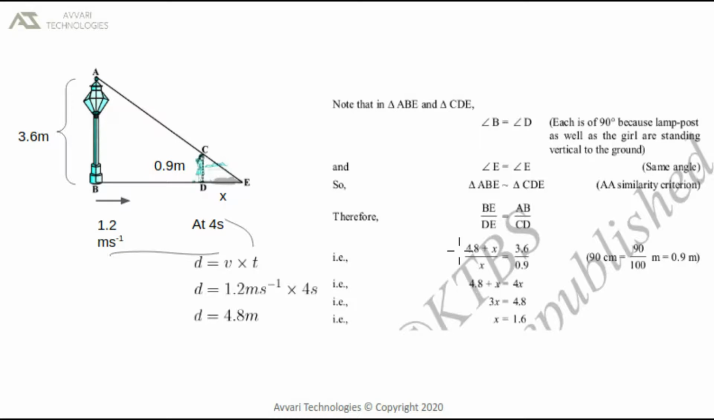So we will solve this to calculate the value of x. The value of x turns out to be 1.6 meter. The length of the shadow is 1.6 meter. This is interesting, right?